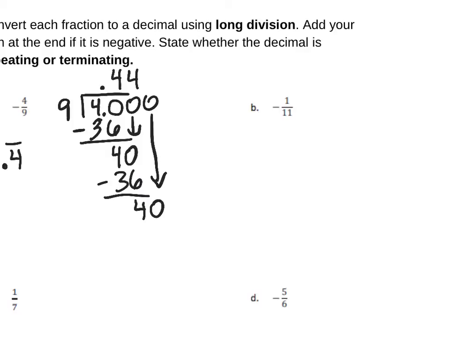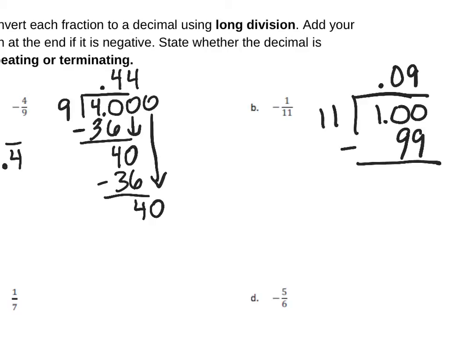Same thing. Here you put your 1 inside, your 11 outside. Leave your negative sign, don't worry about it. And you put your 0, and you're going to need 2 zeros. So you go up here. 11 doesn't go into 10, so you'll put your 0. Now ask yourself, how many times does 11 go into 100? You'll say 11 times 9 is 99. So you have 99.